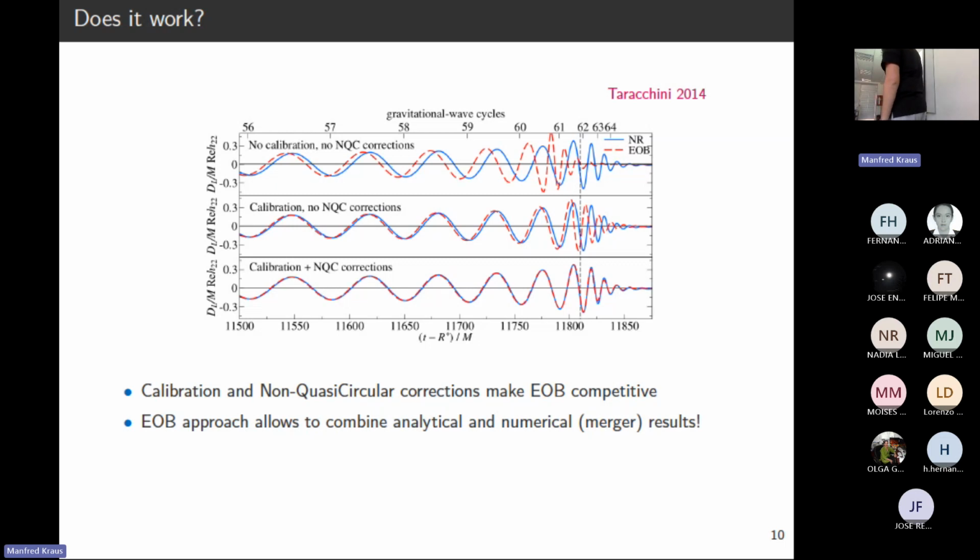The last thing is we can include what are called non-quasi-circular corrections, because most of it is a parameterization for circular. The spiral might be elliptic, so it doesn't need to be circular. If you include these corrections as well, then you are essentially spot on. And the effective one-body approach might take like 1 second to generate this waveform, while you have to spend a month on a supercomputer to get the numerical relativity result.